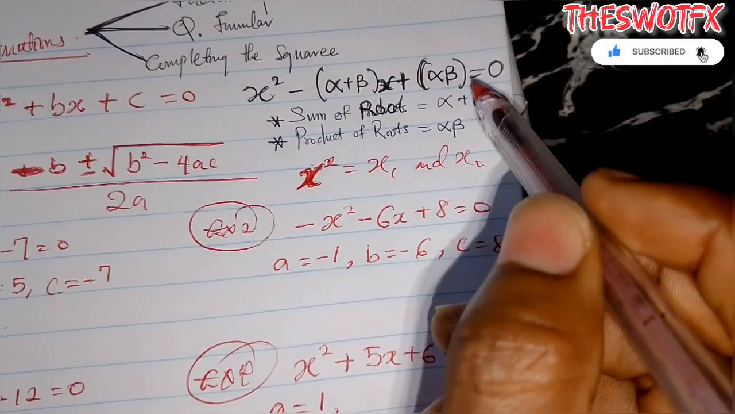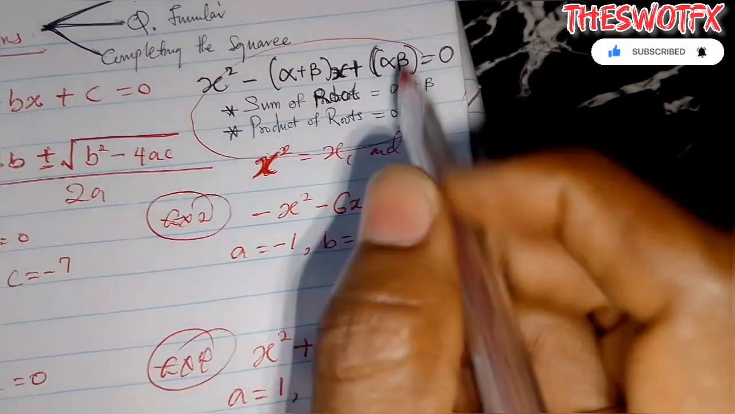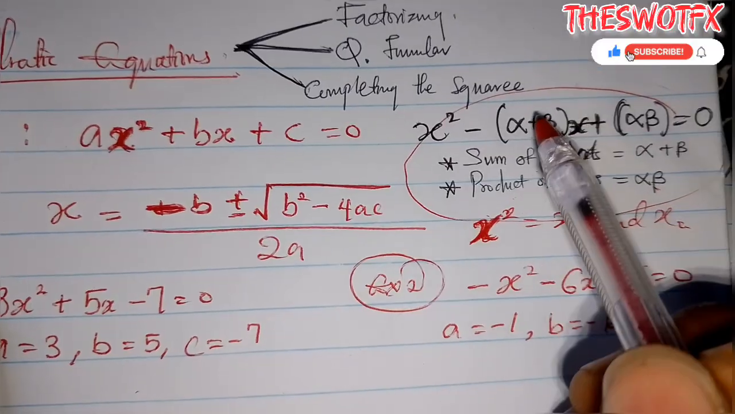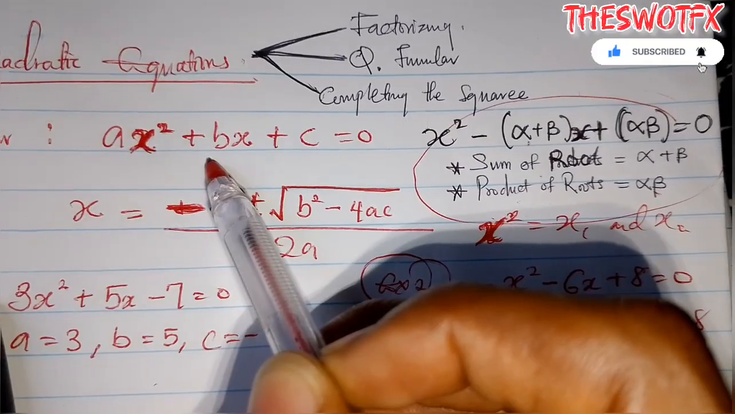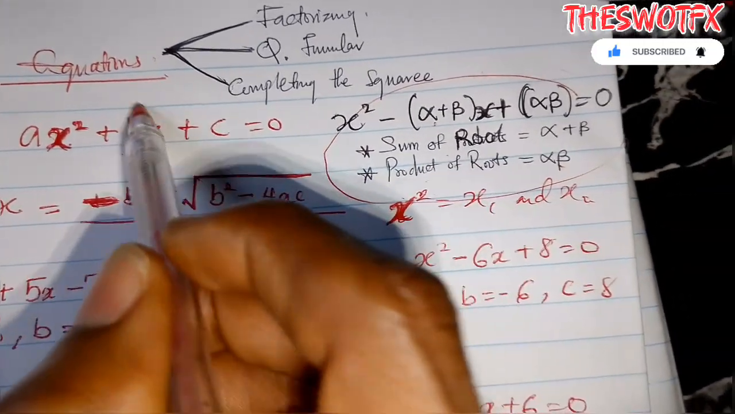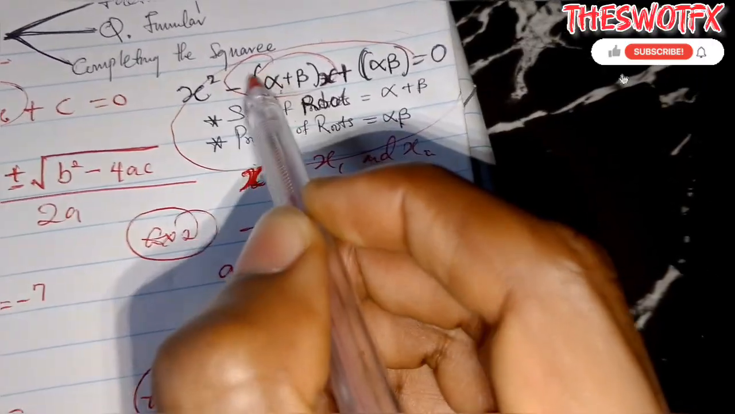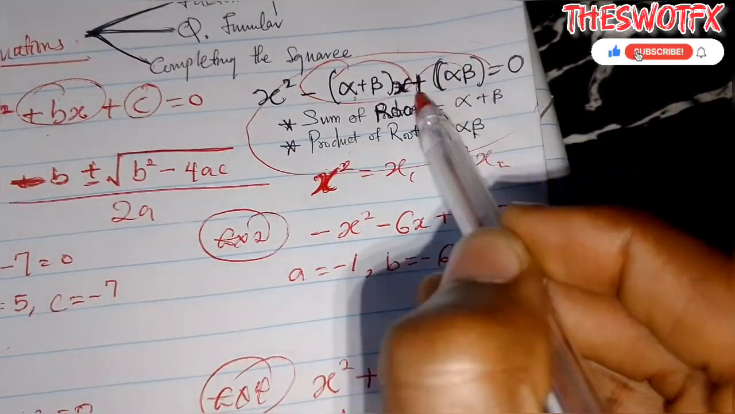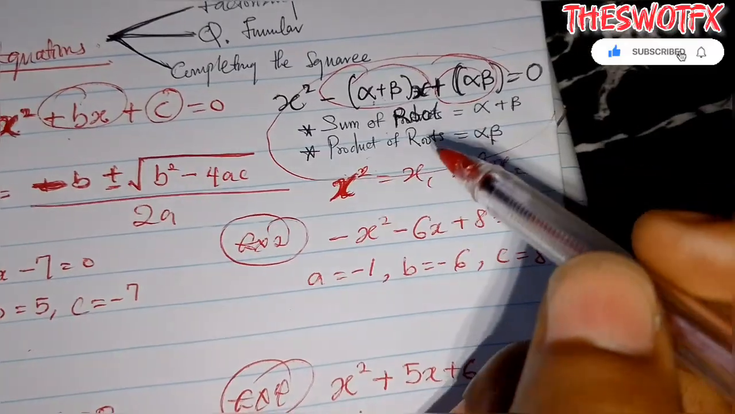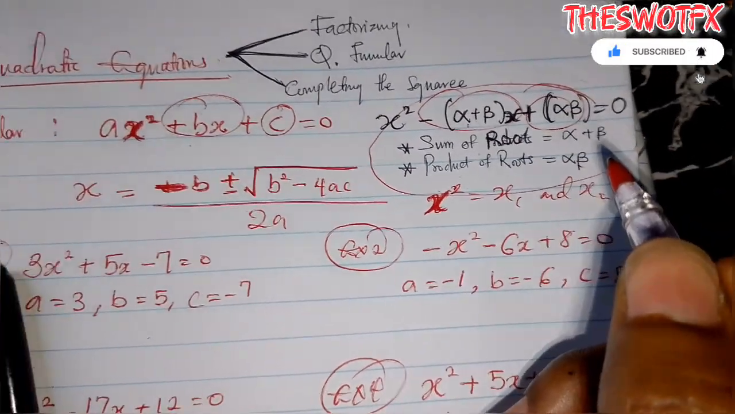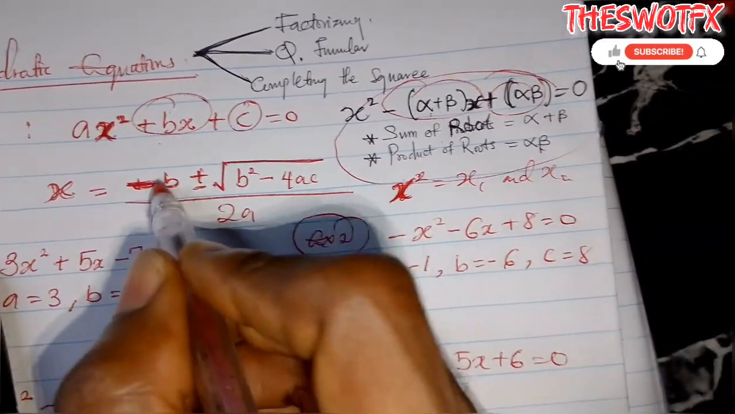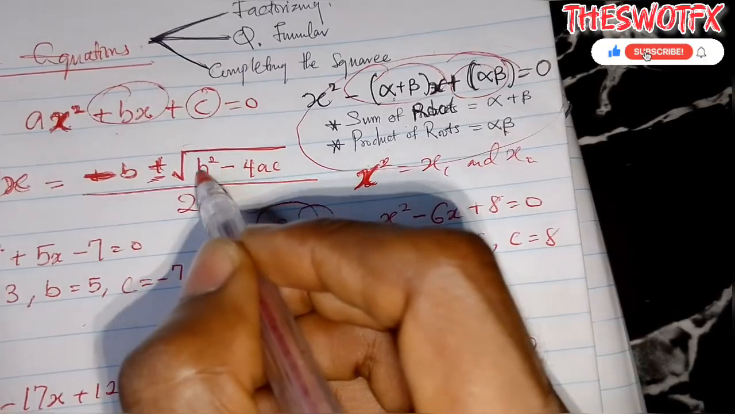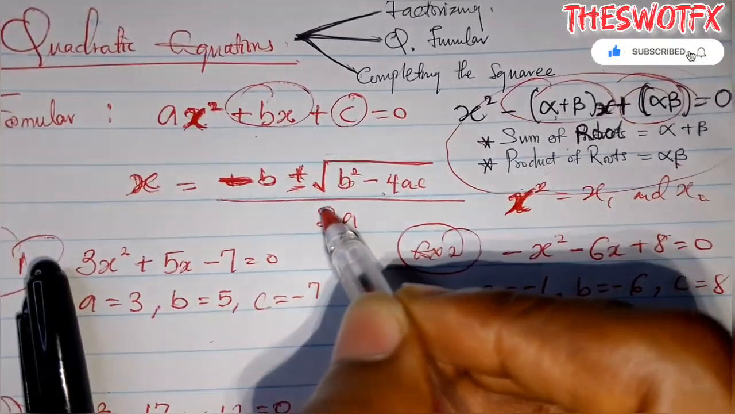In the next episode, we'll be talking about the sum of roots and the product of roots. There is a similarity between these, which we'll emphasize in the next episode. But without wasting much of our time, this is our quadratic formula: x equals minus b plus or minus the square root of b squared minus 4ac, all over 2a.